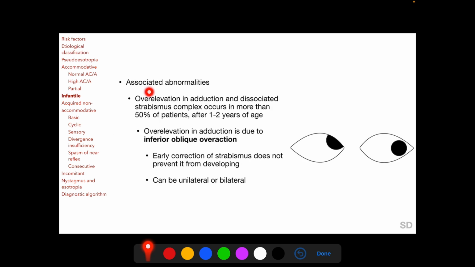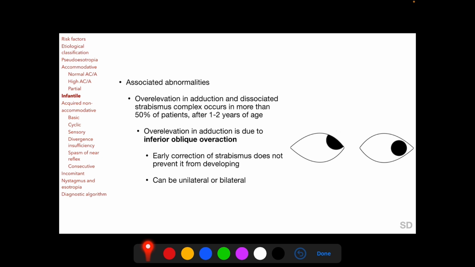Characteristic associated abnormalities can occur in patients with infantile esotropia in addition to their esodeviation. Among them, overelevation in adduction and dissociated strabismus occur in more than 50% of patients but develop after 1 to 2 years of age. So overelevation in adduction and dissociated strabismus are not found in infantile esotropia patients during their infancy. Overelevation in adduction is due to inferior oblique overaction, and this diagram shows overelevation of the right eye in adduction in a patient with esotropia.